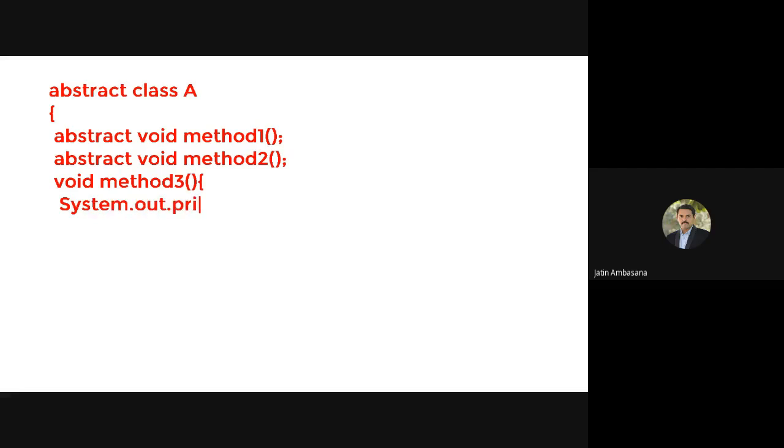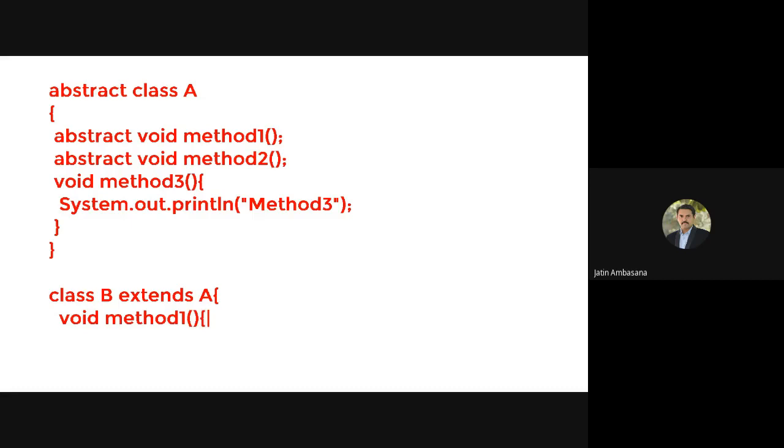System.out.println("method 3"). Right? And now what you do is you make another class, say class B extends A, and it implements this void method 1, putting in some code inside it. Even if it puts an empty body, that's also fine. But now what happens?